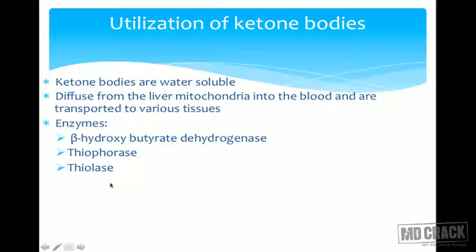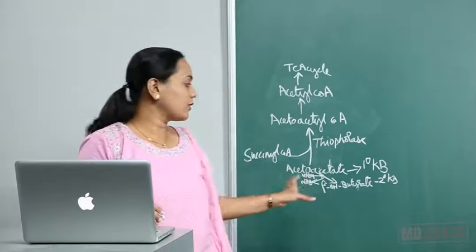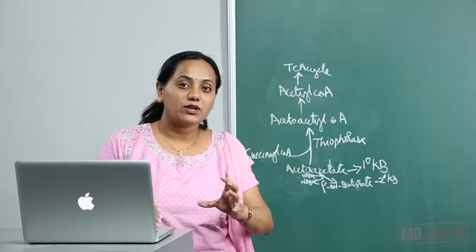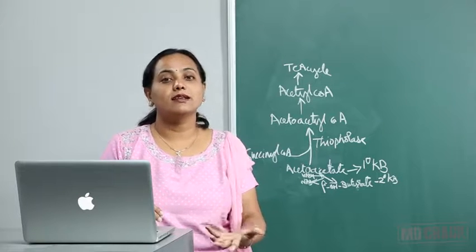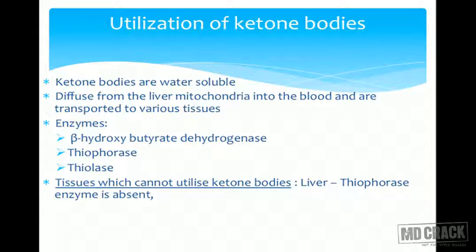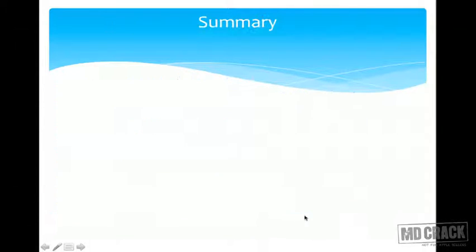So let us look at this. Enzymes thiophorase and thiolase form acetyl-CoA, which can enter into the TCA cycle. So tissues which cannot utilize ketone bodies include the liver, because the thiophorase enzyme is absent. Are there any other tissues? Yes. Remember, this whole thing is happening in the mitochondria. What if a cell does not contain mitochondria? Can you give an example? Yes, the erythrocytes. Erythrocytes, RBCs and other tissues which lack mitochondria also cannot utilize ketone bodies.